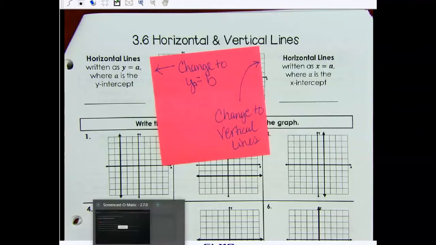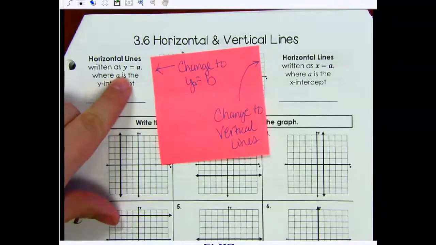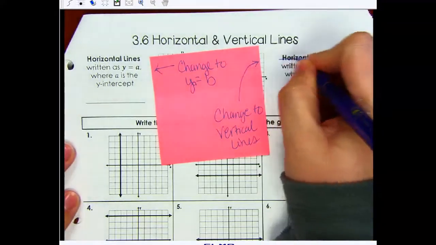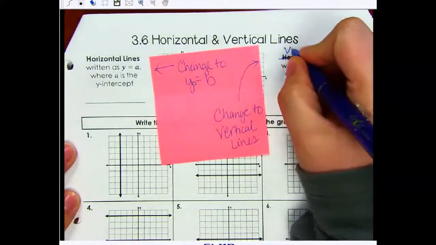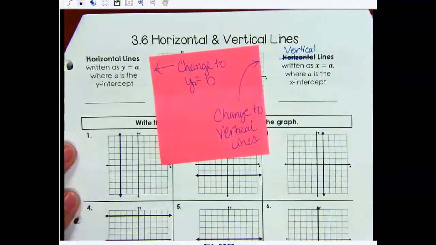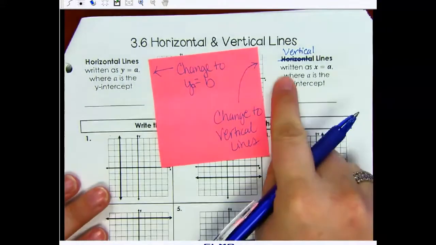I feel like when this was being made, this text box was probably made and then copied over here. And so this actually is talking about vertical lines, not horizontal lines. So you do need to change that. Otherwise, you're going to be confused because they are not both talking about horizontal lines. So hopefully we will get that fixed for next year. The rest of this is correct.